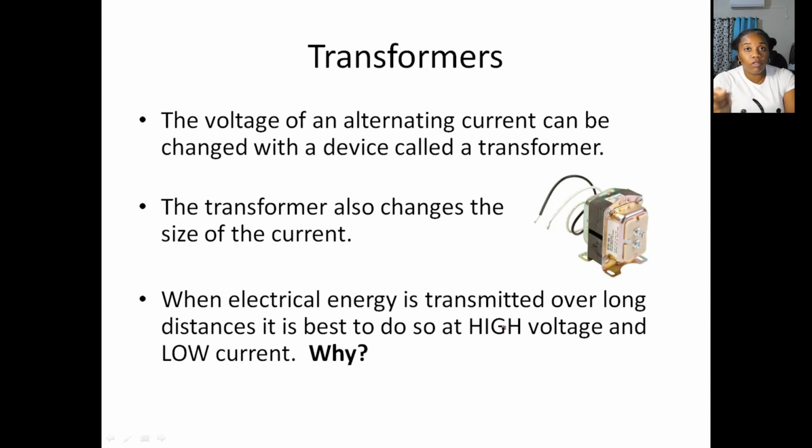Remember, voltage is the flow. So when you increase it, it's like turning on a pipe. When you turn on the pipe, a small trickle, a little bit of water comes out. Turn up the pipe, a lot of water comes out. You turn up the voltage, a lot of electricity comes out, right? And low current. So high voltage, low current. Why? Because we need the current to travel efficiently to homes, right?